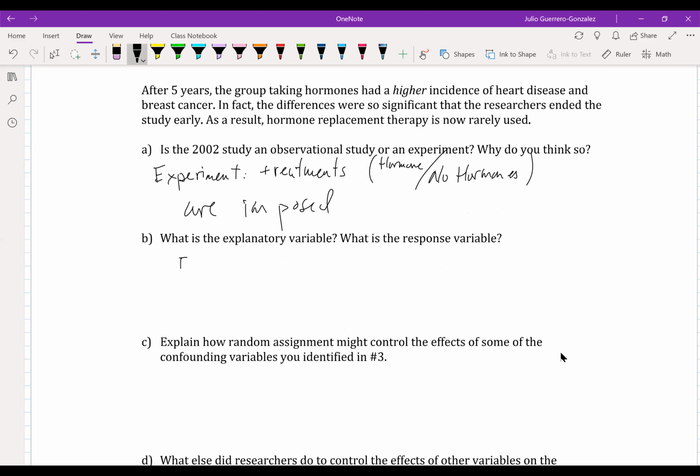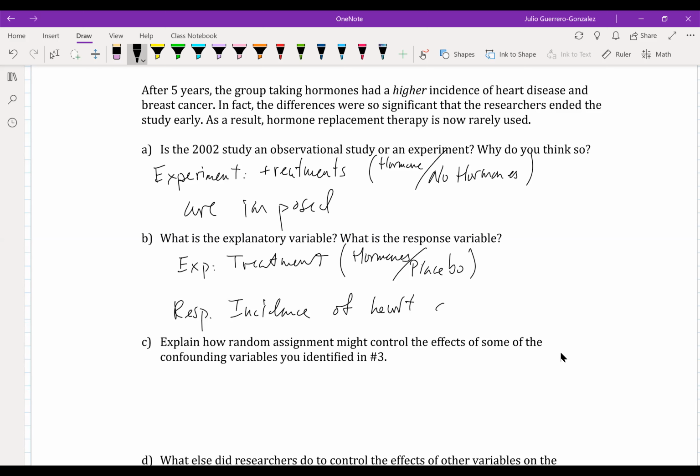Okay. Explanatory, response. Which one's which? Explanatory is treatment. So treatment: hormones versus placebo, right? Yep. Hormones versus placebo. And then the response is the incidence of heart disease. Right. You got it?